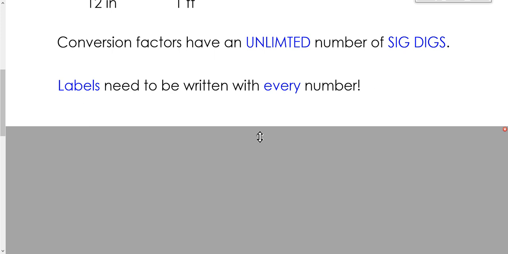And you need labels written with every number. That means you need units. Must have units. If your answer does not have units, you could lose points for that, because technically it doesn't tell us a whole lot if we don't know what the unit is.